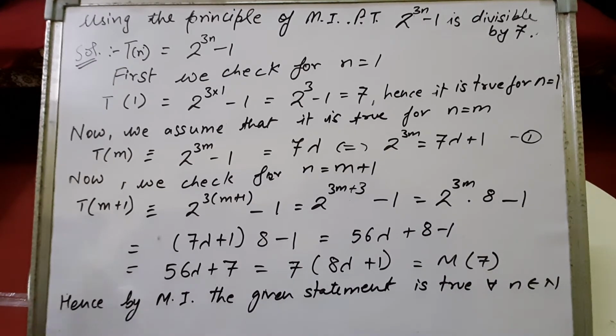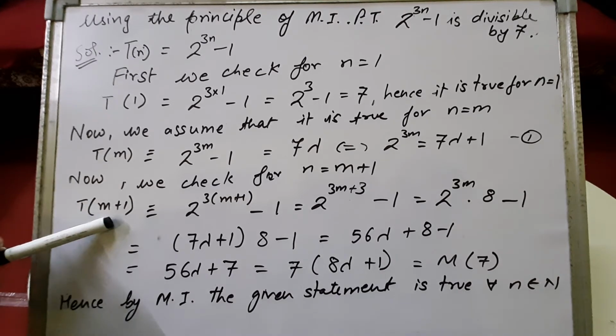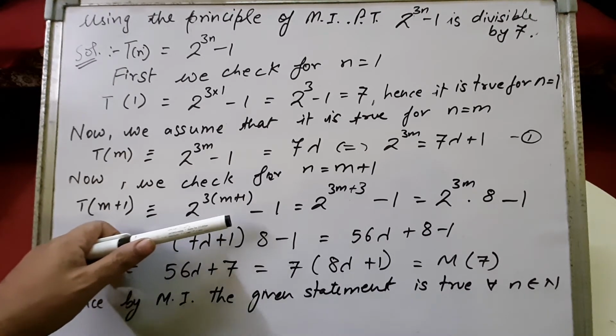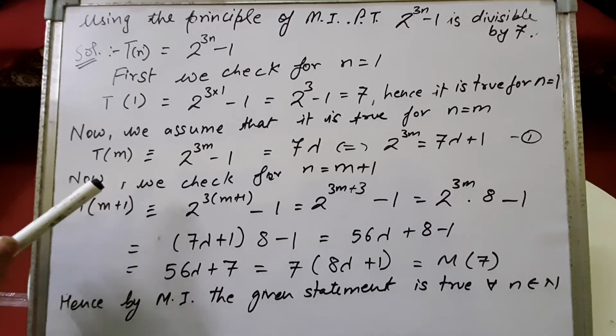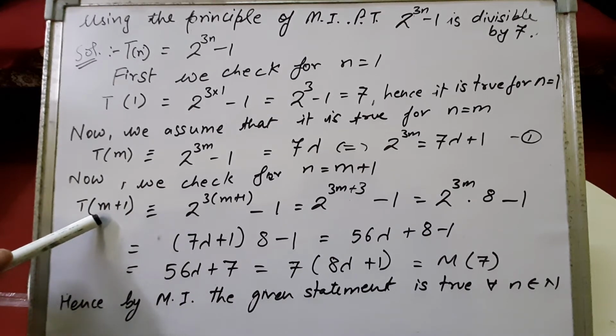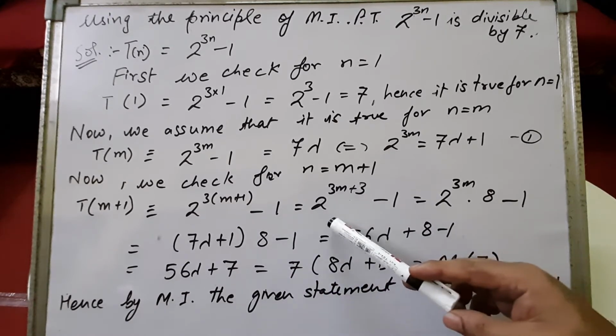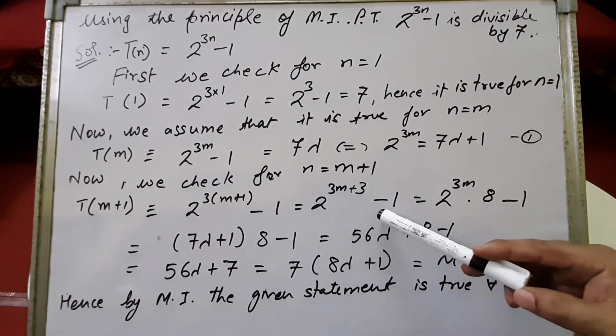Now what we'll do, children, in every sum, we check for n equals to m plus 1. So we write, now we check for n equals to m plus 1. So tm plus 1 will be 2 to the power 3 bracket m plus 1 minus 1. That means in place of n, wherever you find n, put m plus 1. So 3 into m plus 1 will be 3m plus 3, 2 to the power 3m plus 3 minus 1.